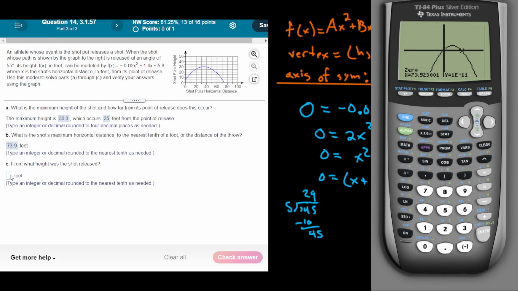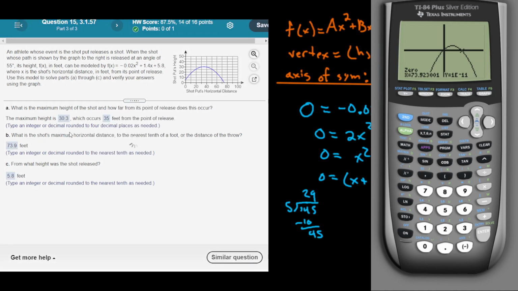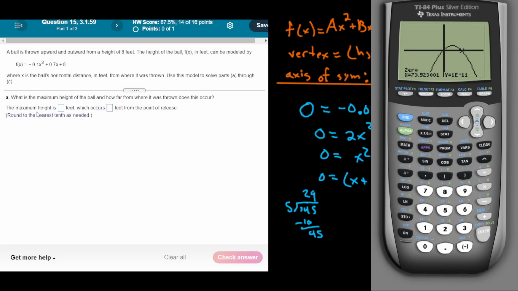From what height was the shot released? That's the y-intercept. So just plug in 0 into your function. That would give you your original height that you're starting from. Remember, it says shot put's height. So just plug in 0. What do you get? You get the 5.8 when you plug in the zeros into the x's. They cancel. Anything else? Okay, you don't want anything else. Good. Yay. Okay, so for that one, you're going to use the quadratic formula, okay?